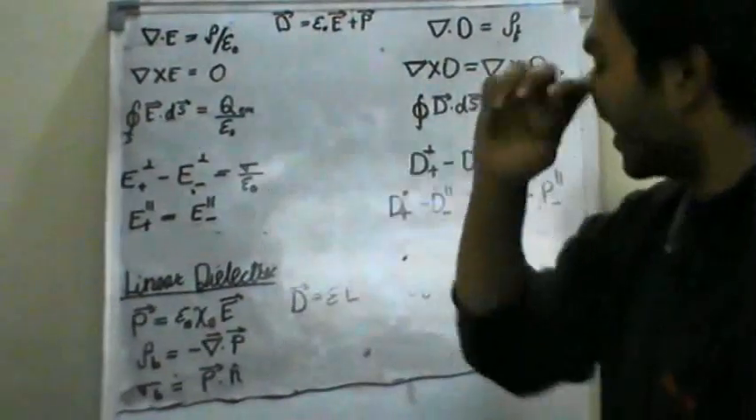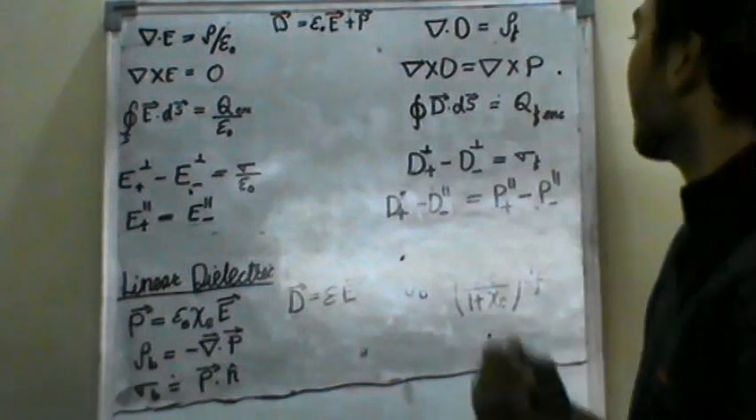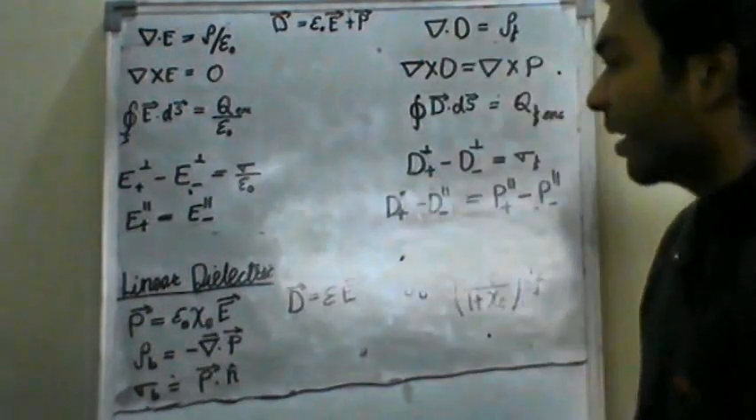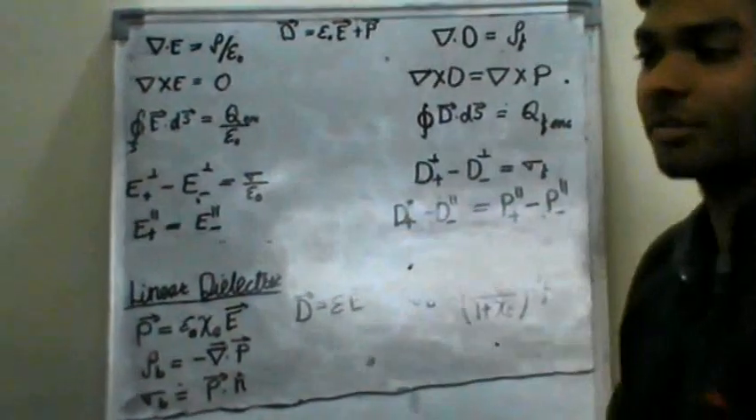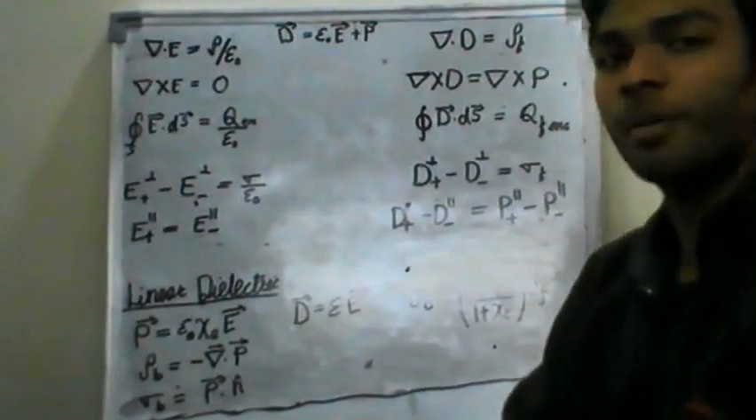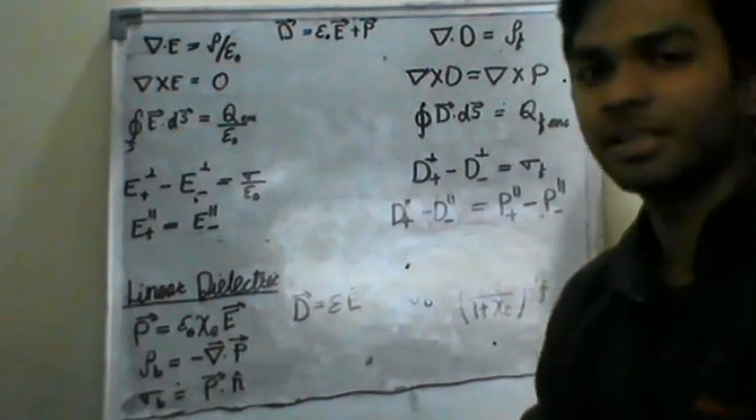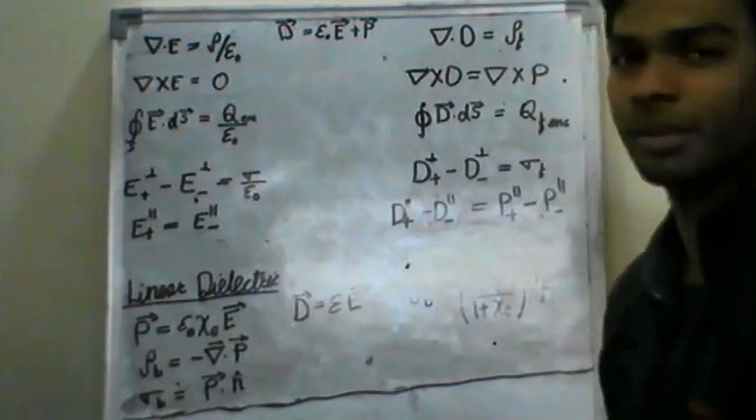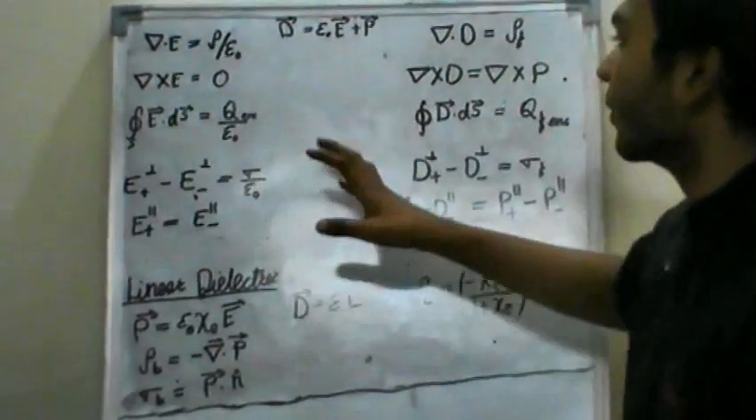I made a list of formulae. It's advisable to actually write down all of these before solving the question, because now we will be moving on to boundary value problems, and sometimes things can get a little complicated. So it's useful to have this formula in front of you.